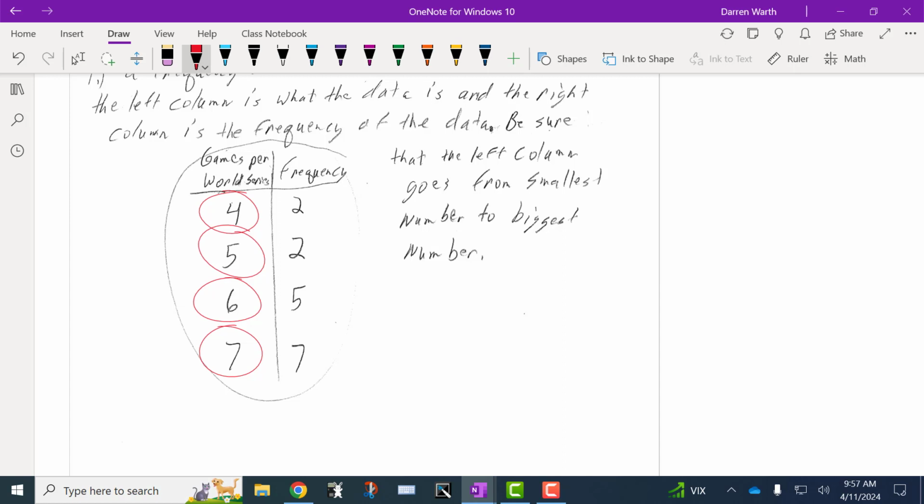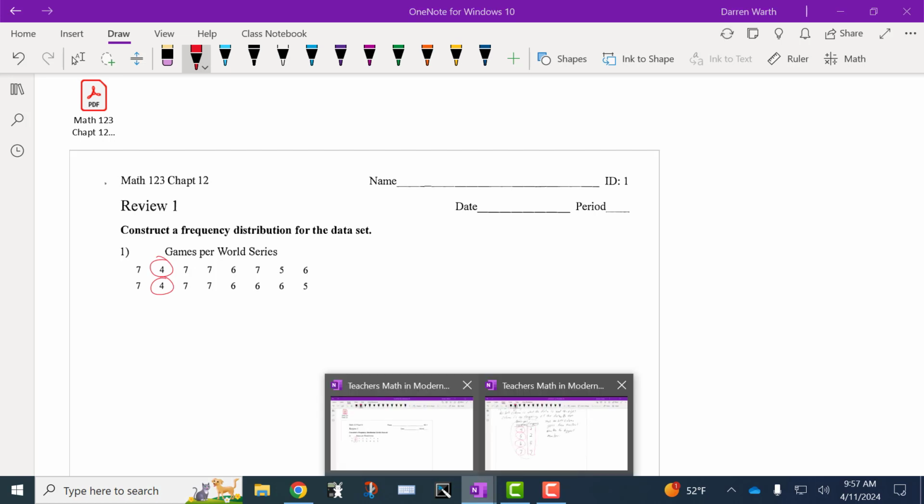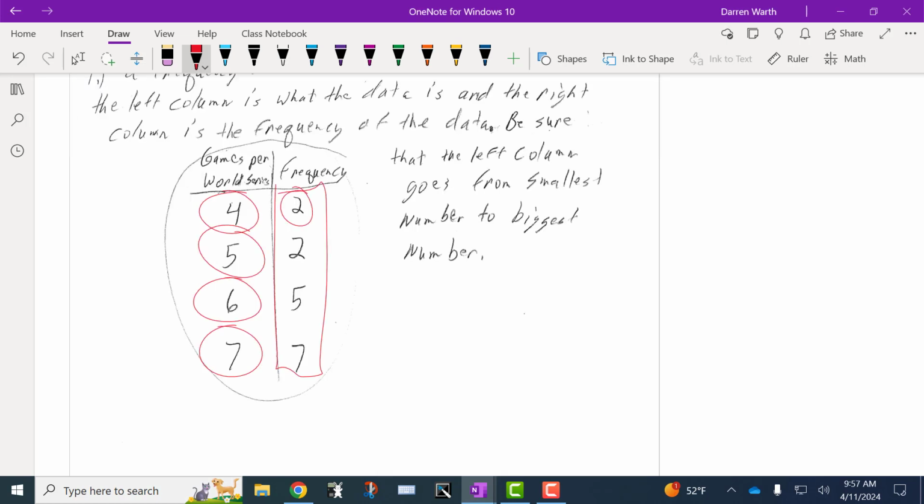And then you're just going to count up how many 4s you have, how many 5s, how many 6s, and how many 7s, and write it in this column right here. So if you go back and look at your data, just count up the number of 4s you have. You're going to notice that we have a total of 1 4, 2 4s. So in my chart, next to my 4, I'm going to write 2.